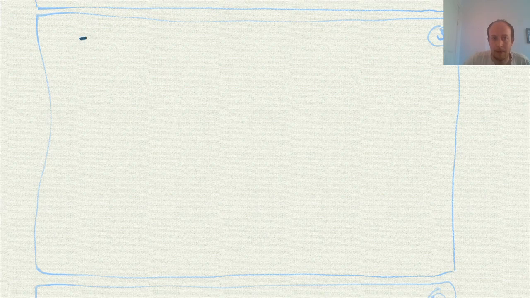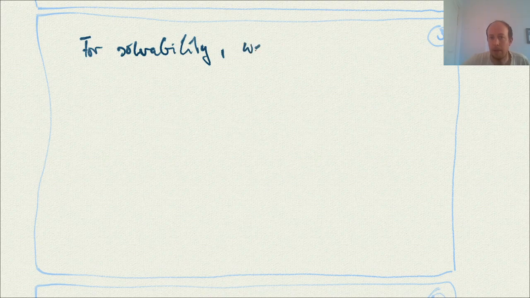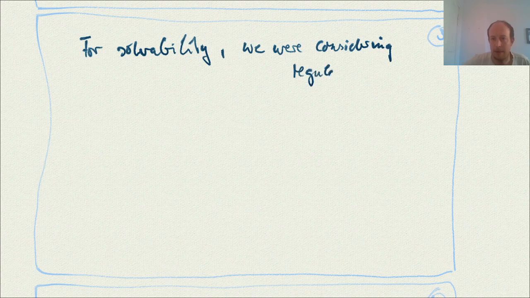So for solvability, we were considering regular matrix pairs. Maybe you recall these theorems that we had. There exists a solution, there exists a unique solution if and only if E and A form a regular matrix pair. And let me just recall this here briefly.